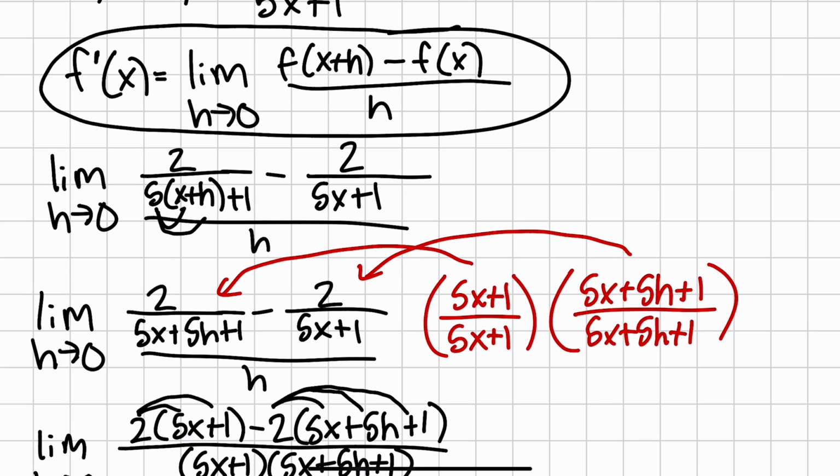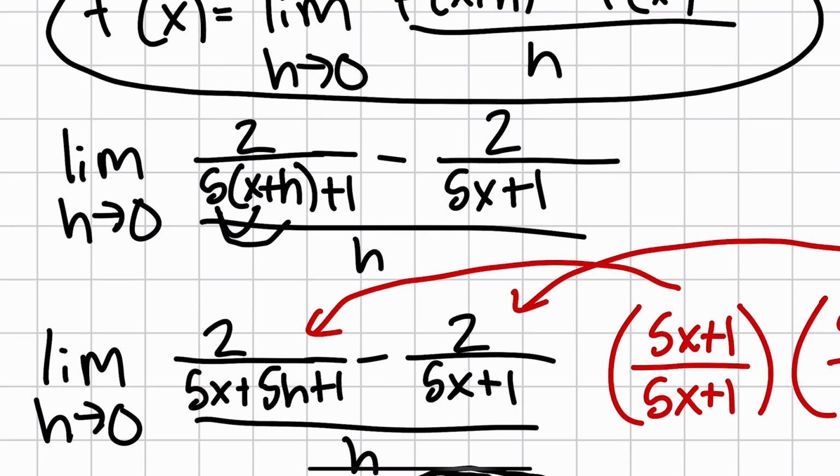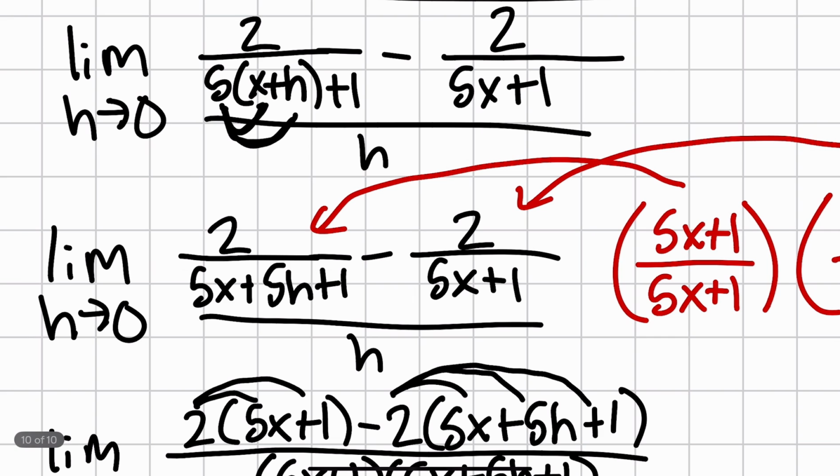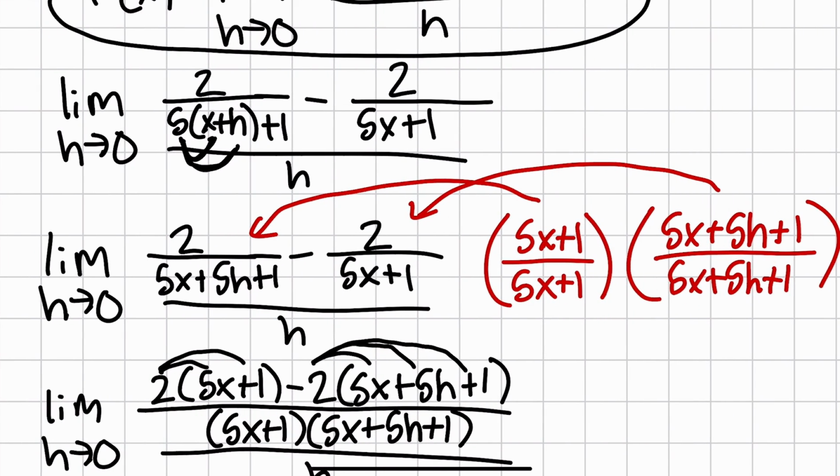Then in the second step, you can see that I distributed that 5 to x and h in the denominator. That gave us 5x plus 5h plus 1. And then in the second step, I knew that I needed to find a common denominator.